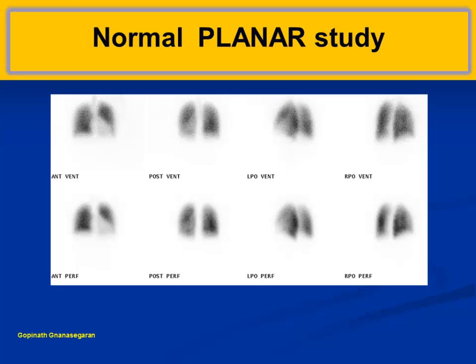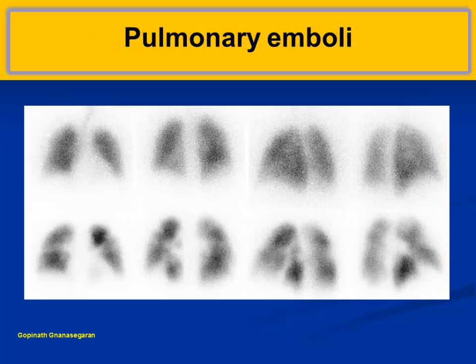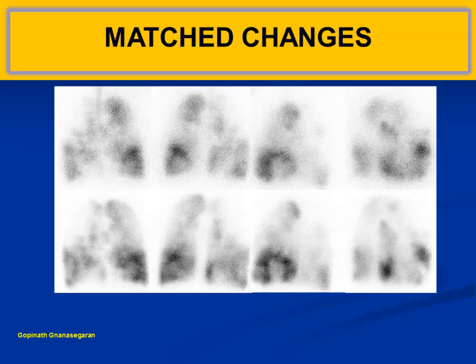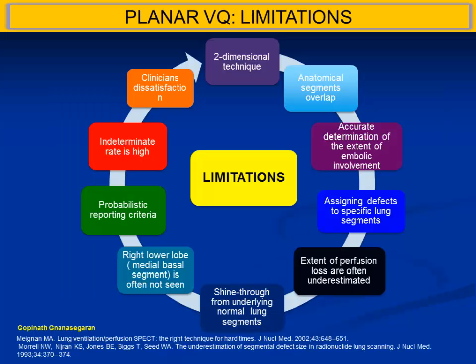VQ planar, this is how the images used to look: normal perfusion, normal ventilation, perfect, no evidence of acute pulmonary embolism. And if the perfusion has multiple defects with normal ventilation, then it's multiple PE. And if it's matched, again we used to call it an equivocal or indeterminate scan. This patient, though it's matched, is likely to have infection or inflammation, but you can't exclude PE in these cases.